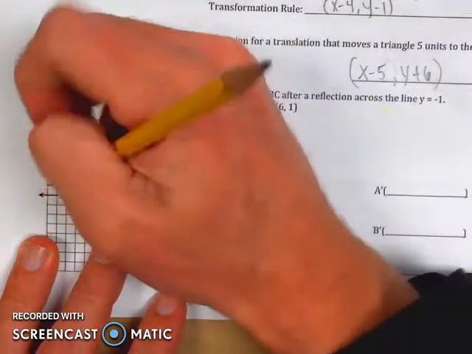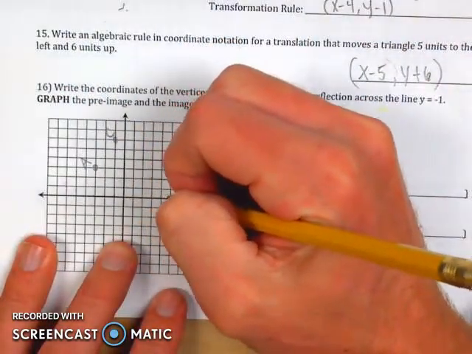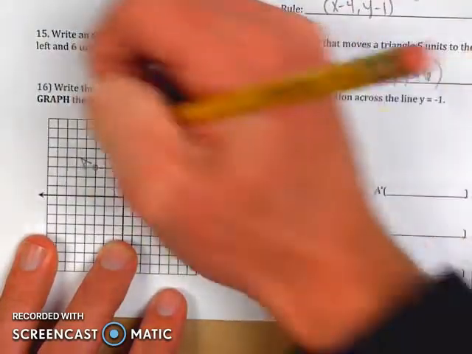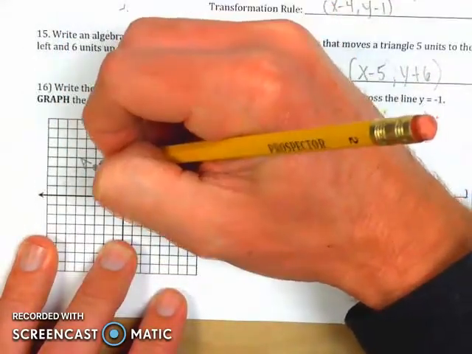Oh, that's +6. See, Mr. Smith's got to look carefully. 1, 2, 3, 4, 5, 6, +1. And that's C. This is B. Okay. There's my shape.